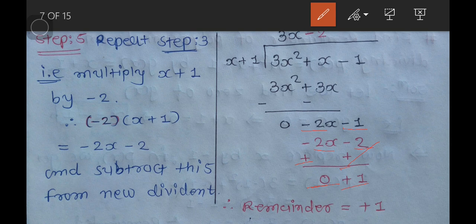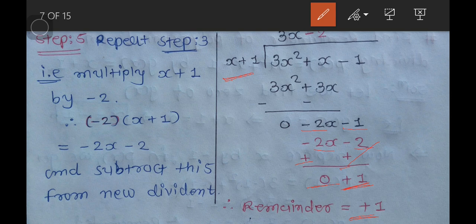So here you can see that the degree of our remainder is less than the degree of our divisor. So now we stop this process here. Our remainder is plus 1. At last we get the remainder as plus 1.